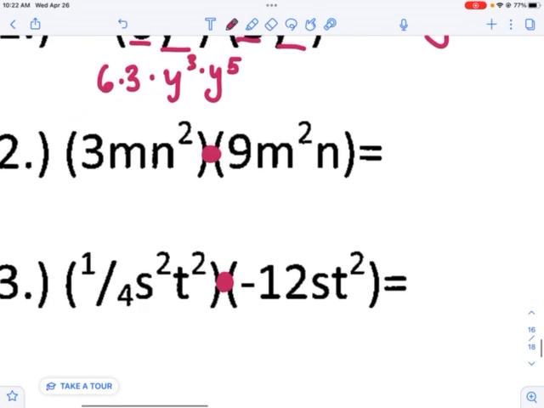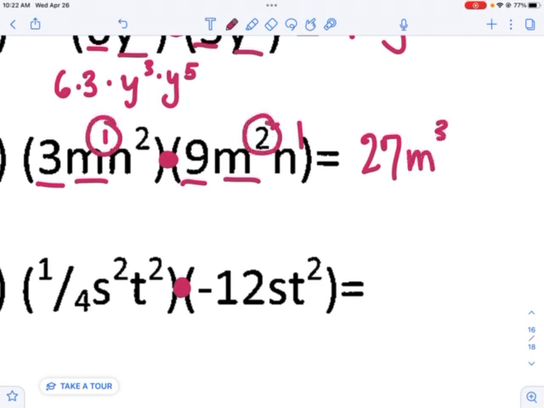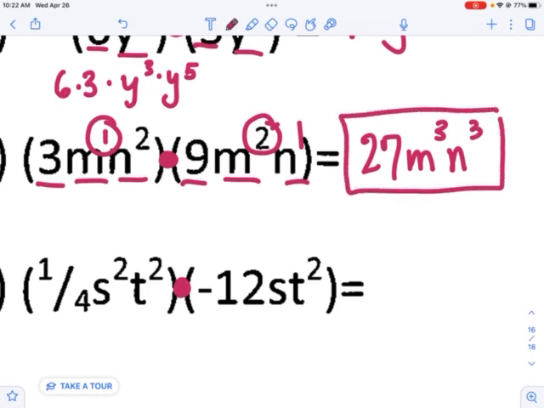So let's look down at number 2. Again, I'm going to be looking for anywhere I need to add a 1 for an exponent. So this m is to the first and that n is to the first. Let's look. 3 times 9, 27. I have m to the first times m to the second. So I'm going to look at my exponents. 1 plus 2 is m to the third. And I have n to the second times n to the first. So n to the third. So my final answer is 27m cubed n cubed.